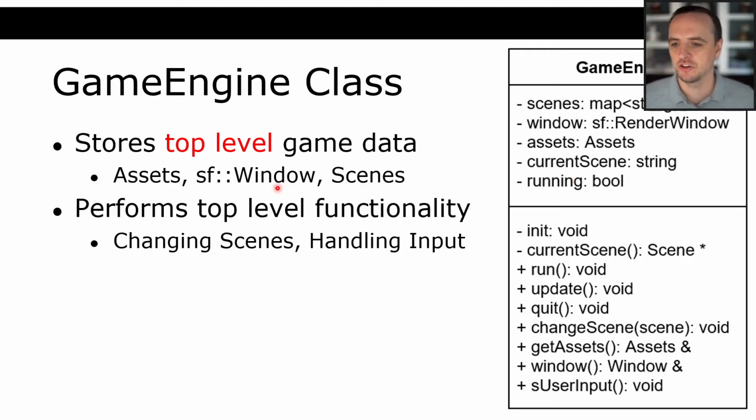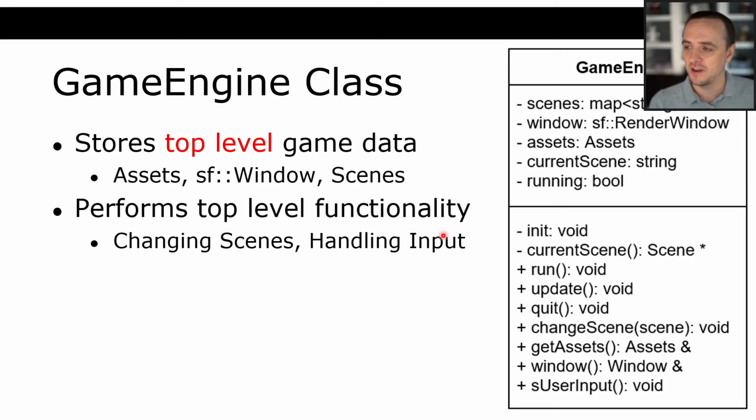It's also going to handle all the top-level functionality. For example, the changing of the scenes is going to be done here, as well as the raw handling of the input. So the actual collection of keystrokes and mouse inputs from the user is going to be done in the Game Engine class. We're going to talk a little bit later about how that is handled in the individual scenes, but we're going to be trying to separate functionality from input type. So later on, the game engine will be handling the raw keystrokes and then creating events, and those events will be passed to the scenes.